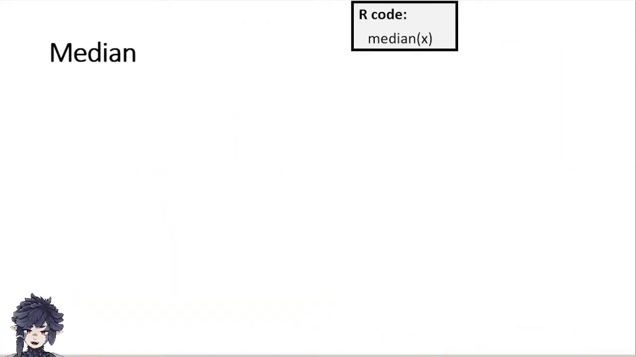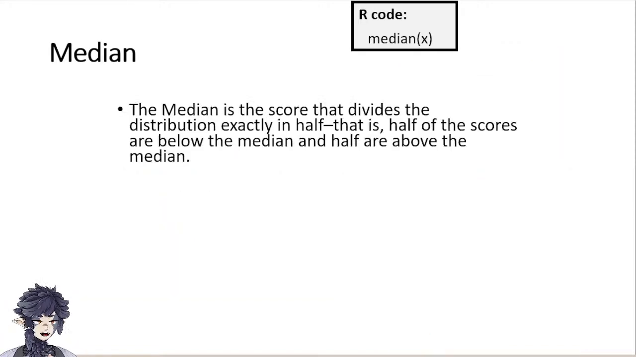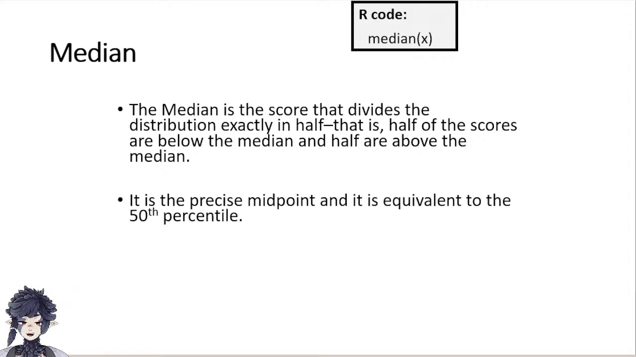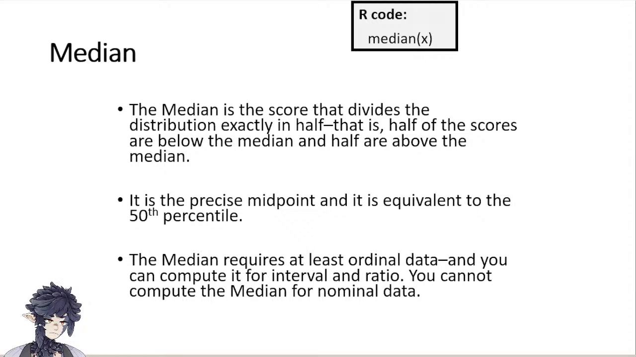Then we have the median. So this is our second measure of central tendency. The median is the score that divides your data set exactly in half. Exactly half of the scores are higher than it, exactly half of the scores are lower than it. It is the precise midpoint of all of your data, and it's the equivalent of your 50th percentile. So 50% of people are below it, 50% of people are above it.